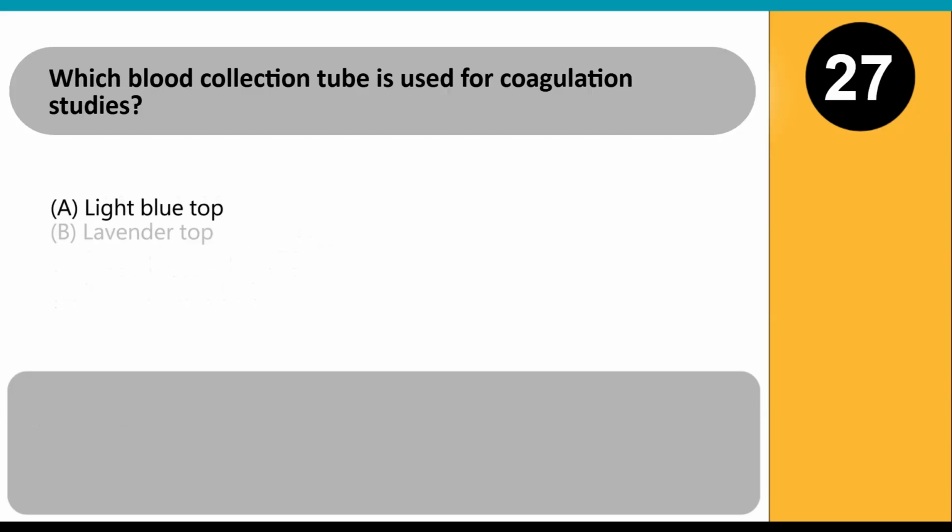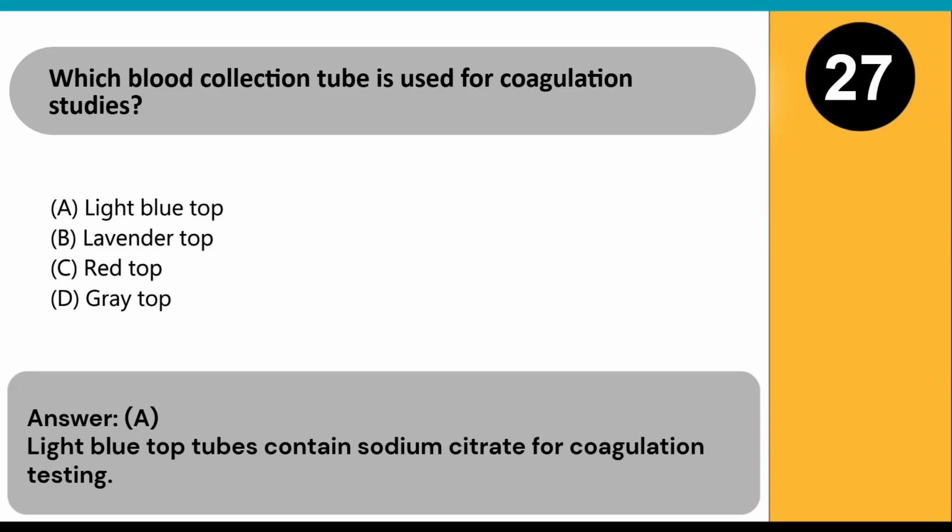Which blood collection tube is used for coagulation studies? A. Light blue top. B. Lavender top. C. Red top. D. Gray top. Answer: A. Light blue top tubes contain sodium citrate for coagulation testing.